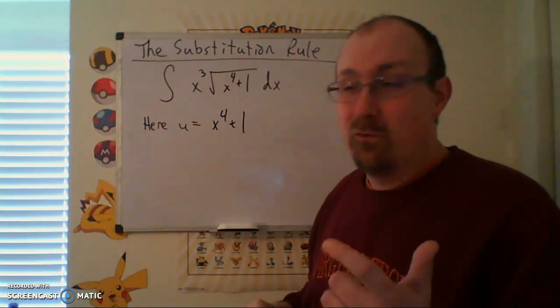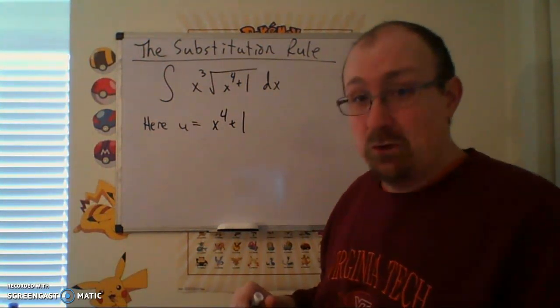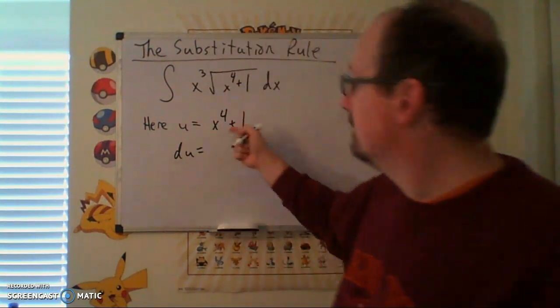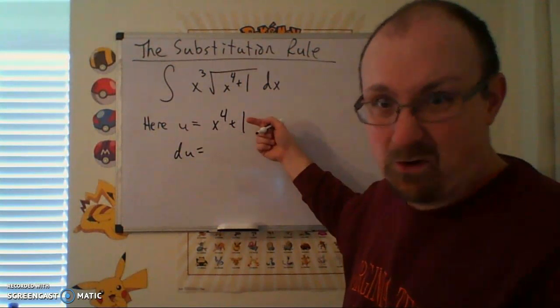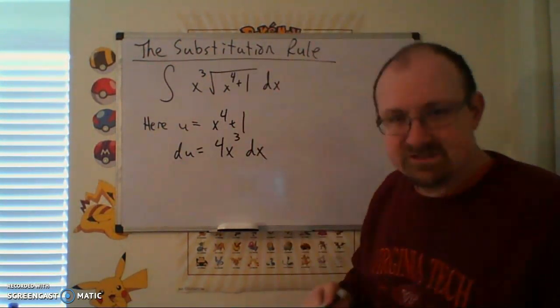Your very next move, once you've identified the substitution, should be to calculate the du piece that you're going to need to go along with it. All right, so du, the derivative here is 4x cubed. The derivative of plus 1 is 0, it's a constant. So we have 4x cubed dx.